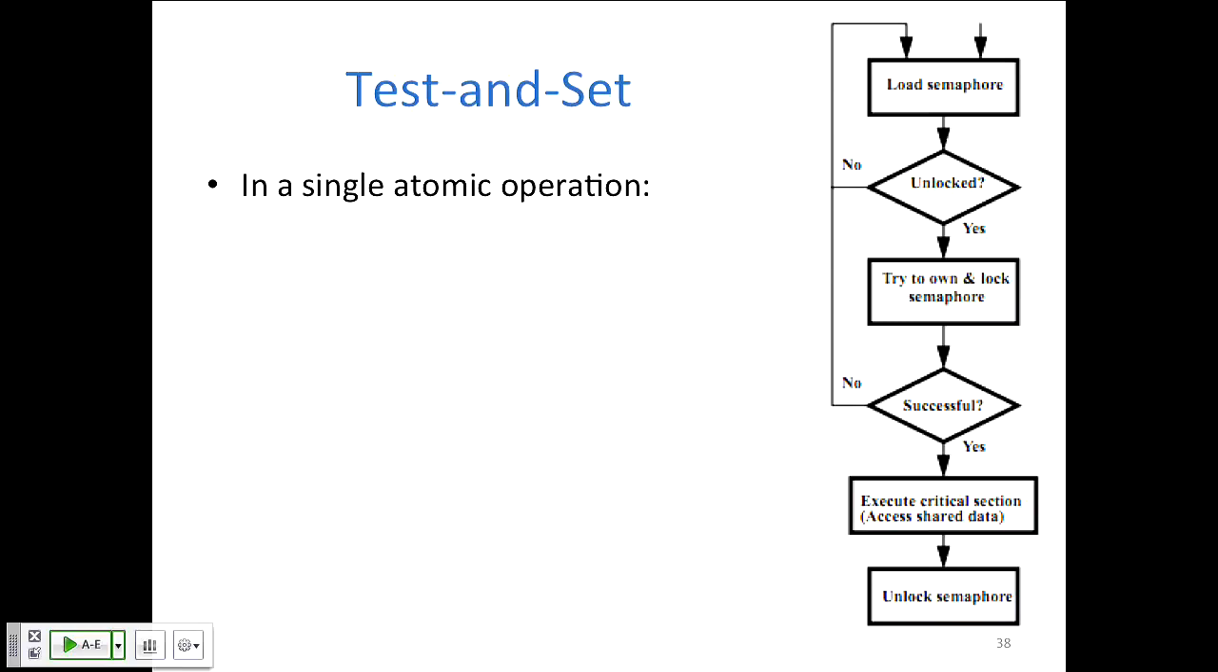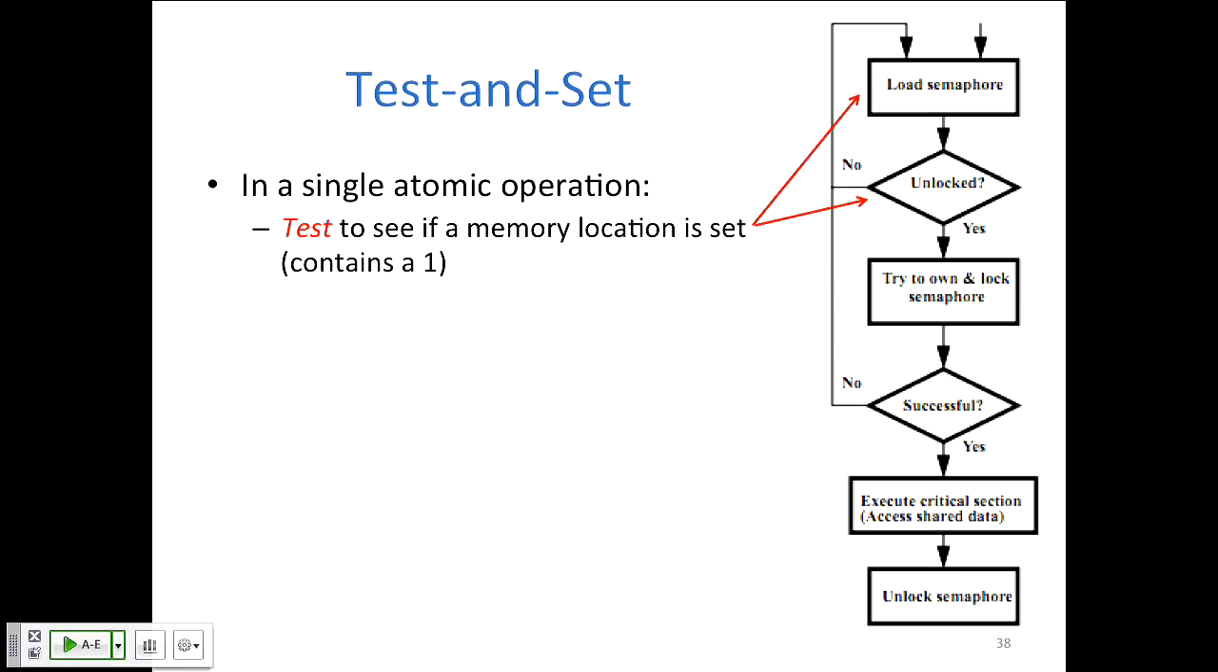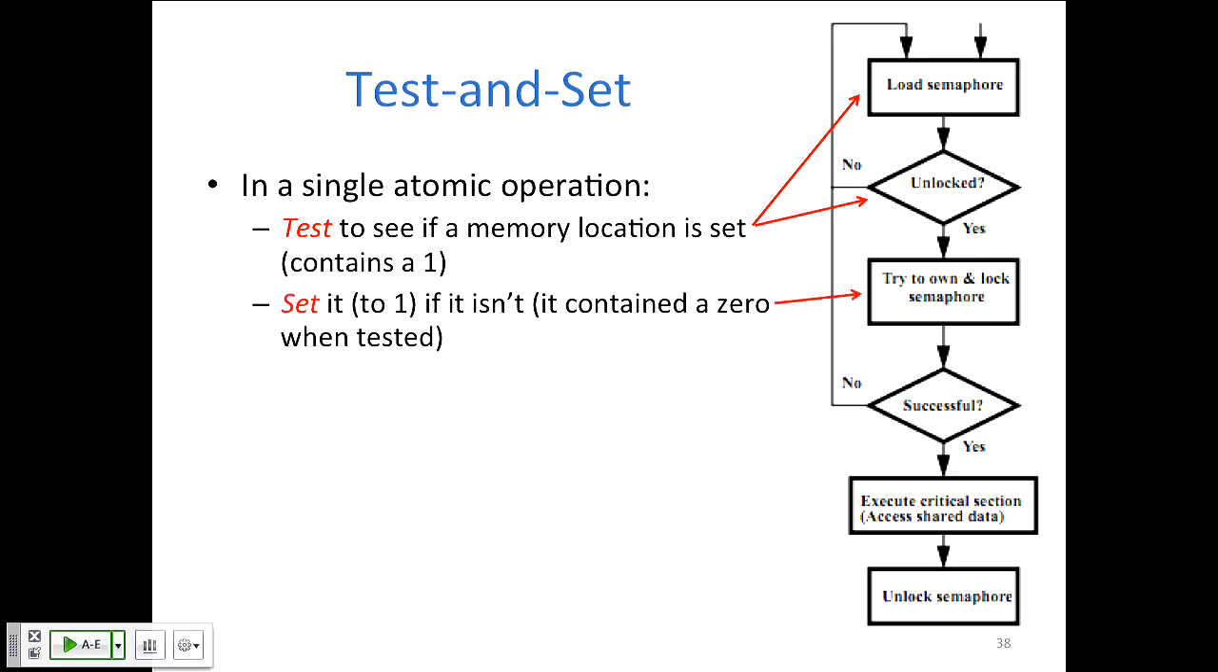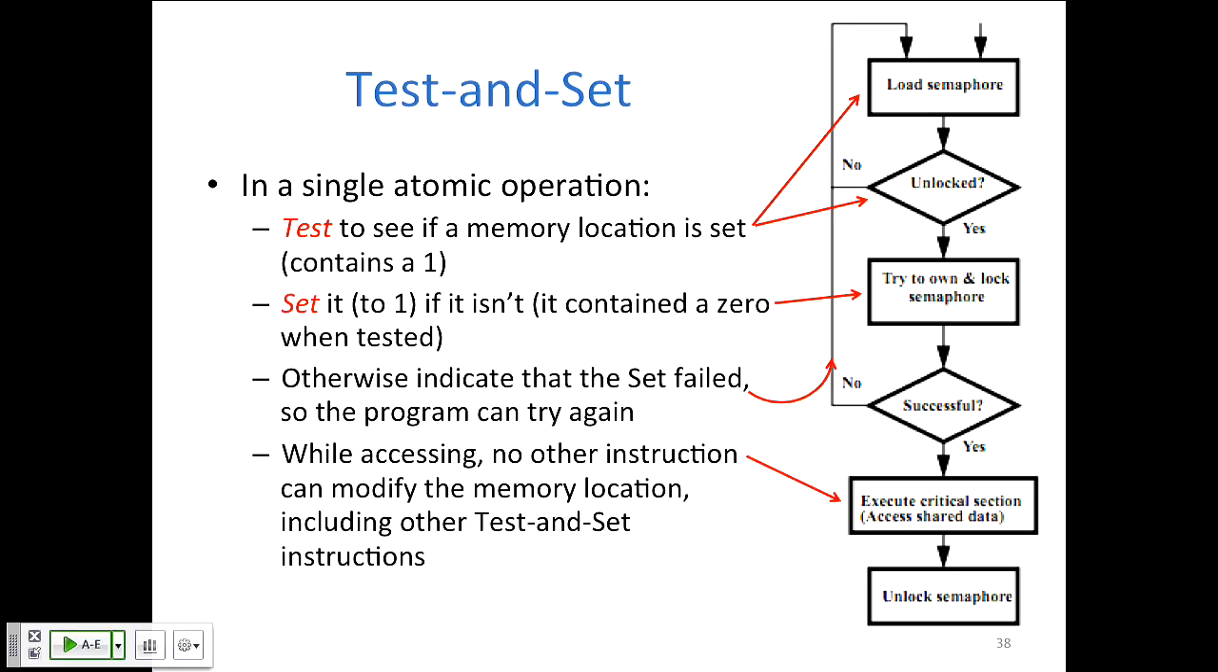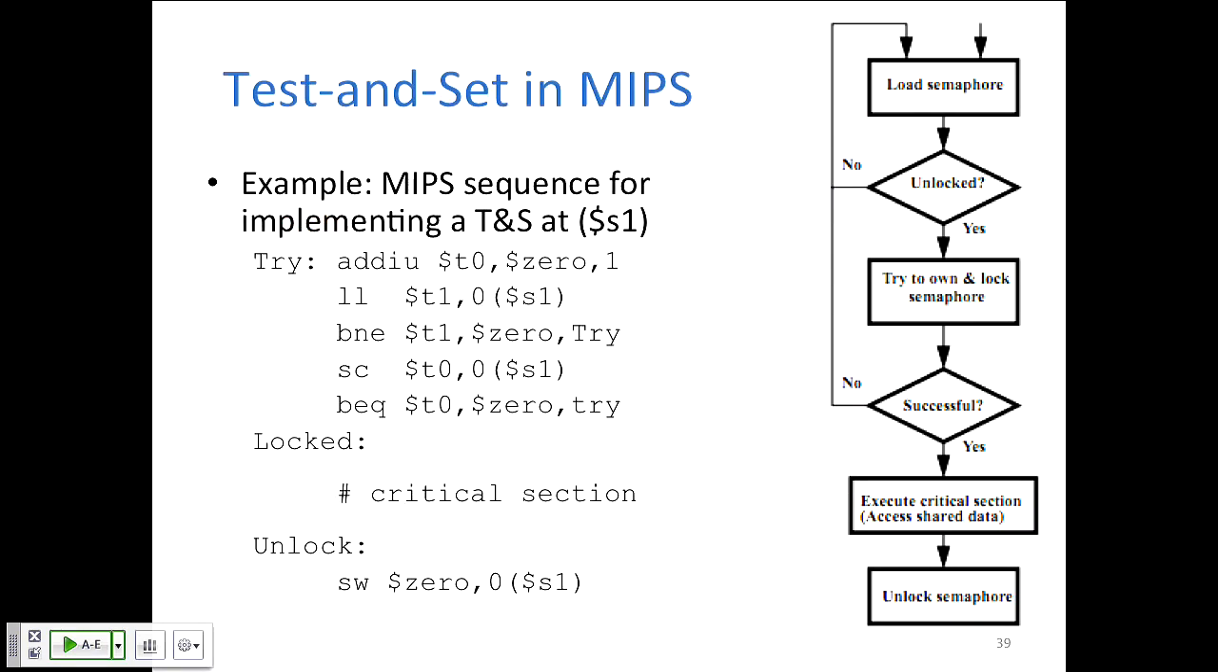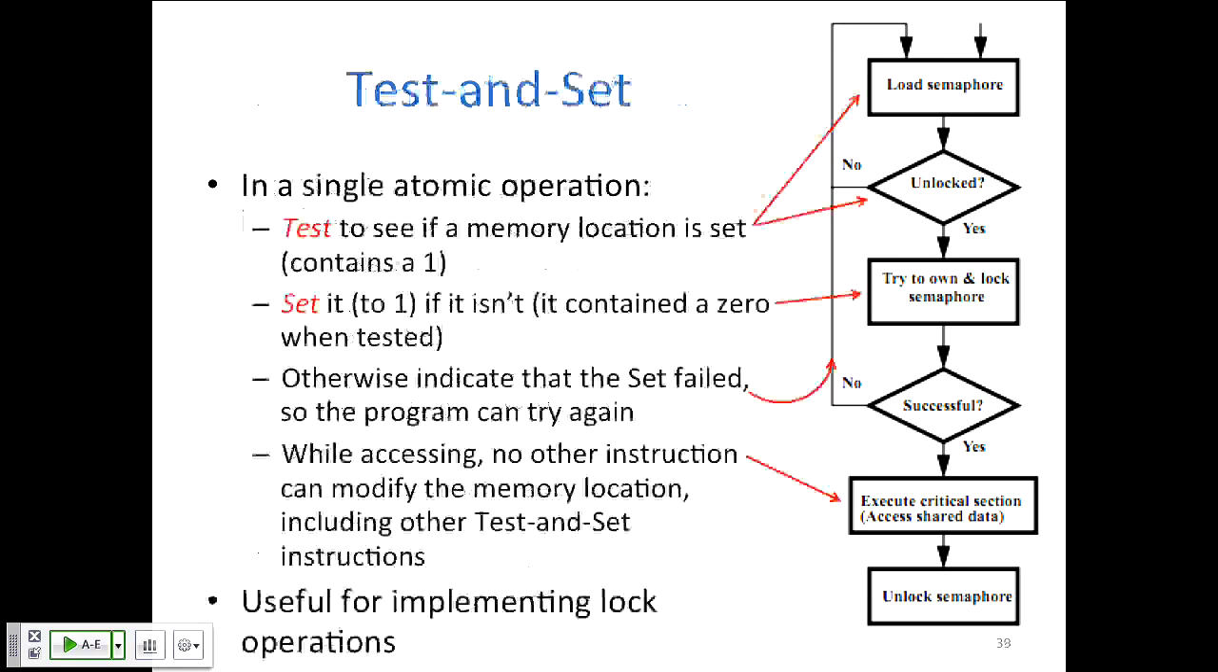Let's try and look at doing test and set. Test and set is another one of these: test the lock variable, and if it is 0, set it to 1. Let's see how to do this in MIPS code. Load the lock variable. Is it unlocked? Yes. Try to grab it. Were you successful? No. Try again. Successful? Yes. Keep going on. Unlock it.